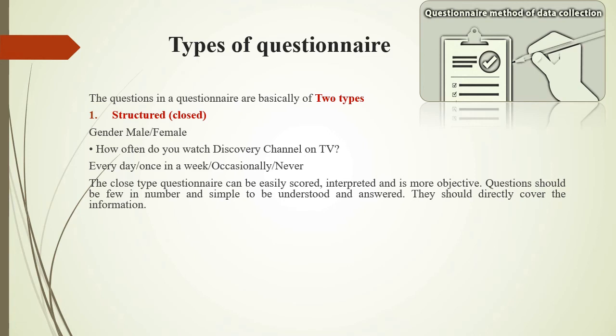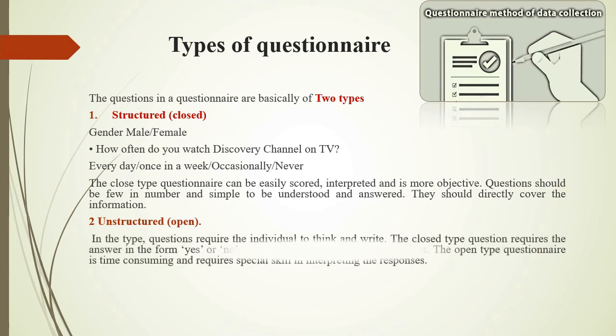Second type of questionnaire is unstructured or open questionnaire. In this type, questions require the individual to think and write. The closed type questions require the answer in the form yes or no or in a limited number of given choices. The open type questionnaire is time consuming and requires special skill in interpreting the responses. For example, which types of program do you like to watch on TV?